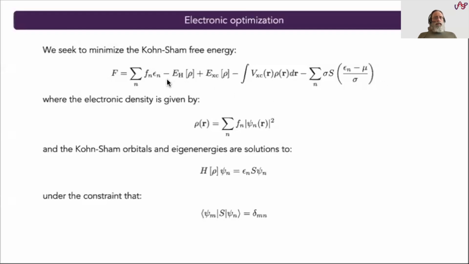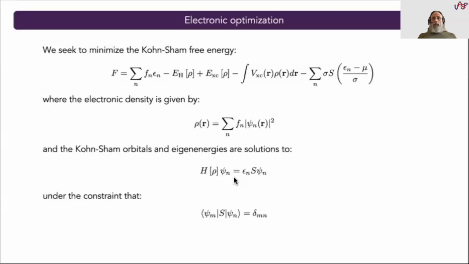The electronic density, so this energy is a functional of the density, and this electronic density in Cohen-Sham density theory is computed from the Cohen-Sham orbitals in the manner that is shown here, so from the occupancies and from the orbitals. And those occupancies are functions of the eigenenergies. So in the end, what we need to be able to compute this free energy is Cohen-Sham orbitals and eigenenergies. And these orbitals and eigenenergies are solutions to the Cohen-Sham equations, as written here.